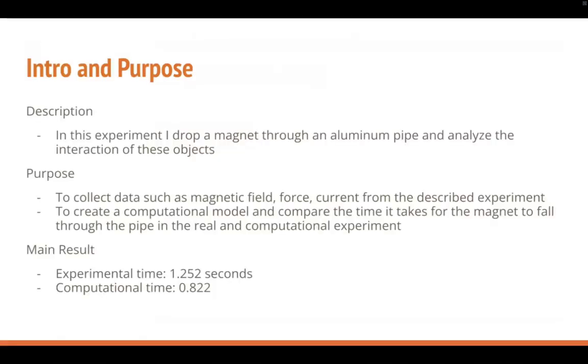In this lab, I drop a magnet through an aluminum pipe, or an aluminum foil simulating an aluminum pipe, to analyze the interactions of these two objects. The purpose of this lab is to collect data such as magnetic field, force, and current from the described experiment, and to create a computational model and compare the time it takes for the magnet to fall through the pipe in the real and computational experiment.